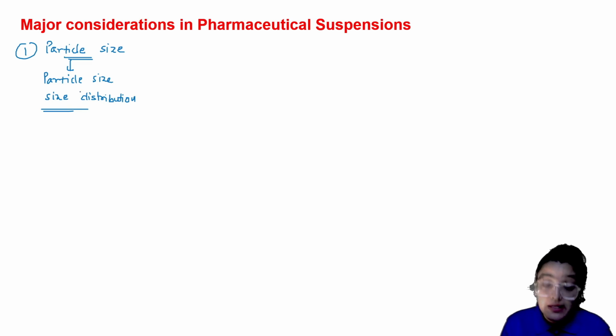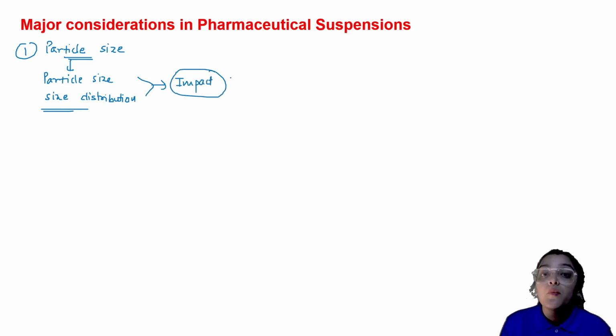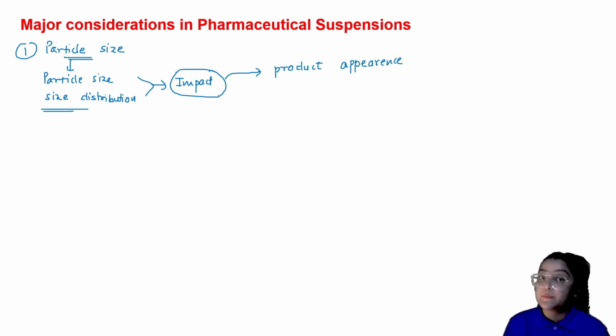Both of these are going to impact a lot of things while studying the biophasic system. What are these things that it can impact? Firstly is your product appearance. As you have seen, it can form precipitates, aggregates, hard cake formation. So yes, product appearance is going to get affected.